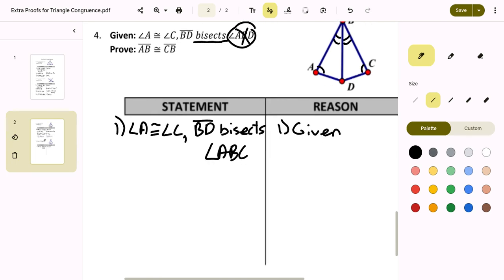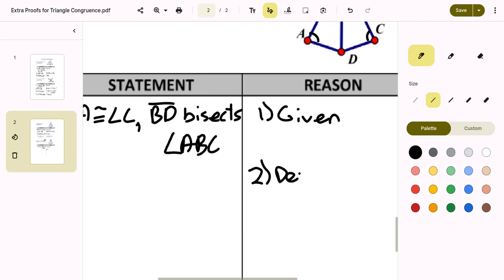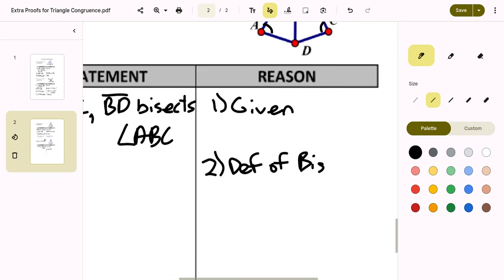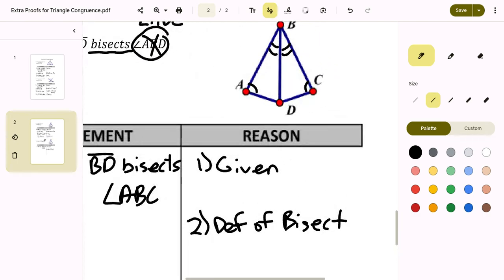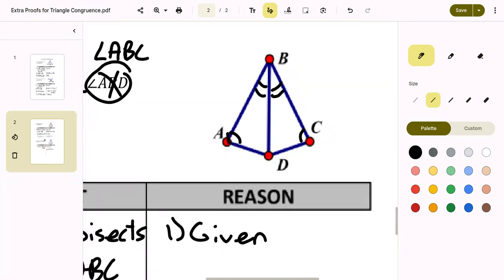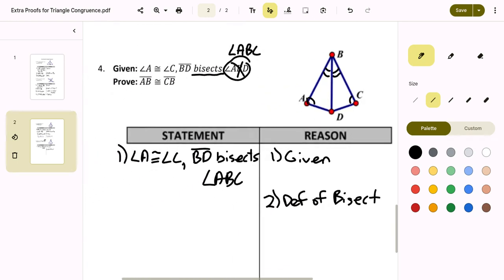Now, we've kind of already written that on our picture, but since we have that word bisect, we're going to use that definition next. So we're going to use that definition of bisect. And we've already marked this in our picture, but we need to then write down that those two angles up at B, ABD and CBD, are congruent to each other. So our second statement here is going to be that angle ABD is congruent to the angle CBD. And that's our definition of bisect there.